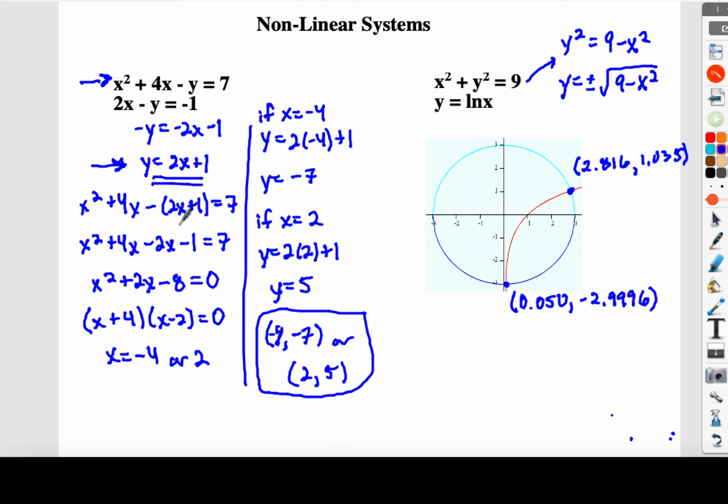Again, that's a great way to solve by algebraic method, substitution, or solving graphically. I hope that helps you solving equations.